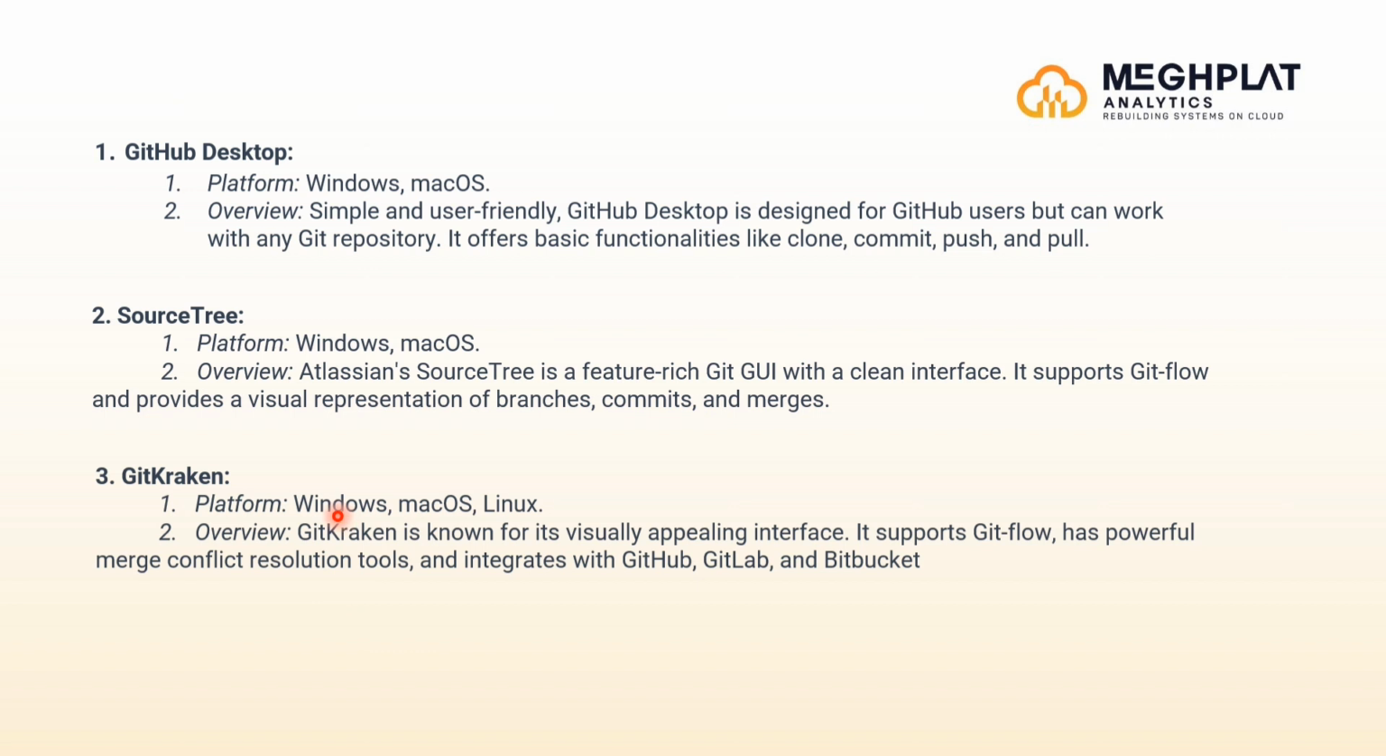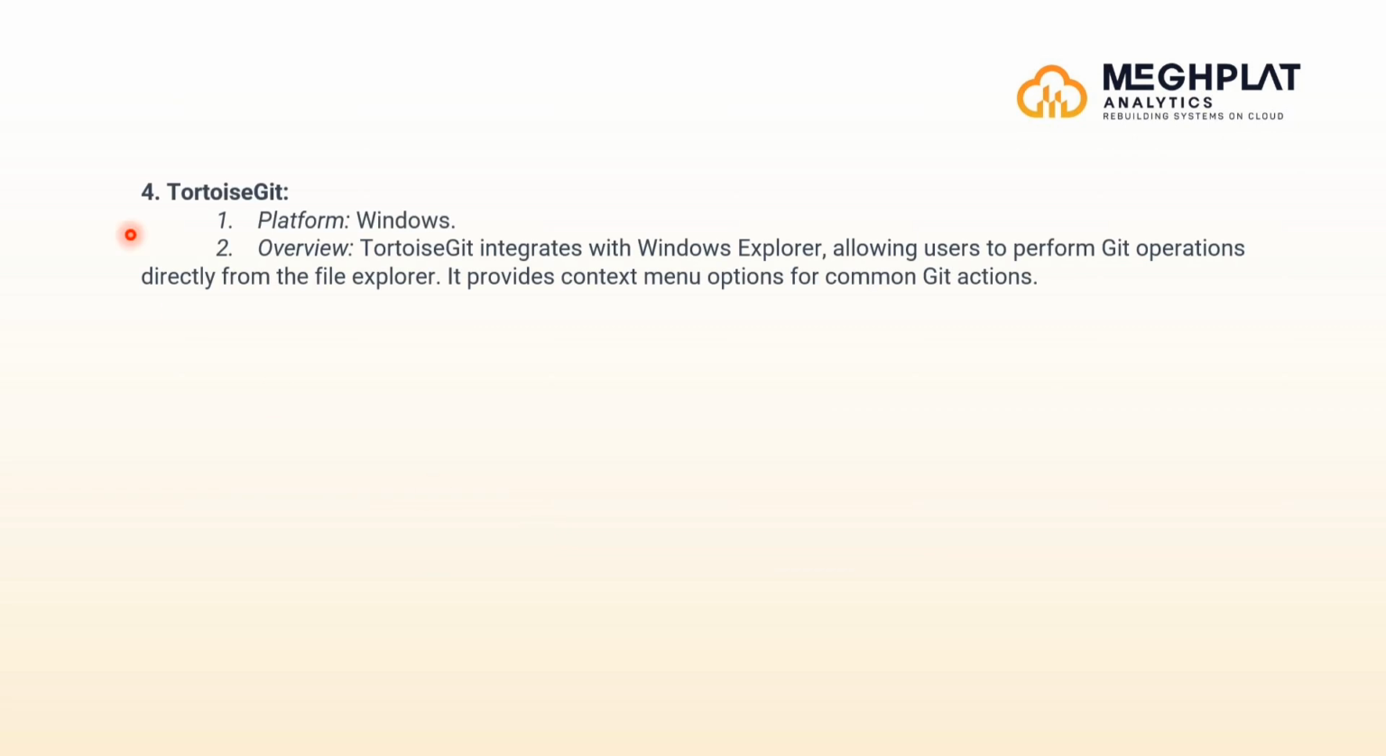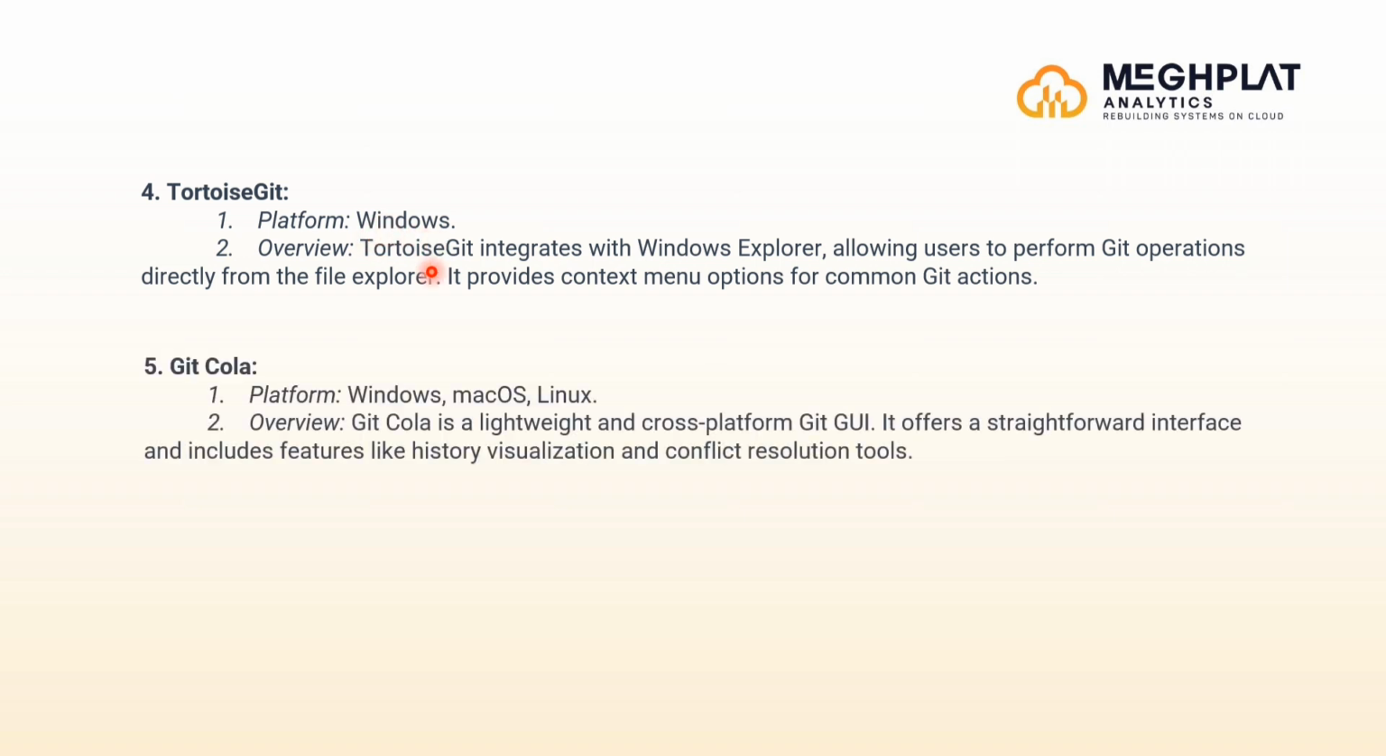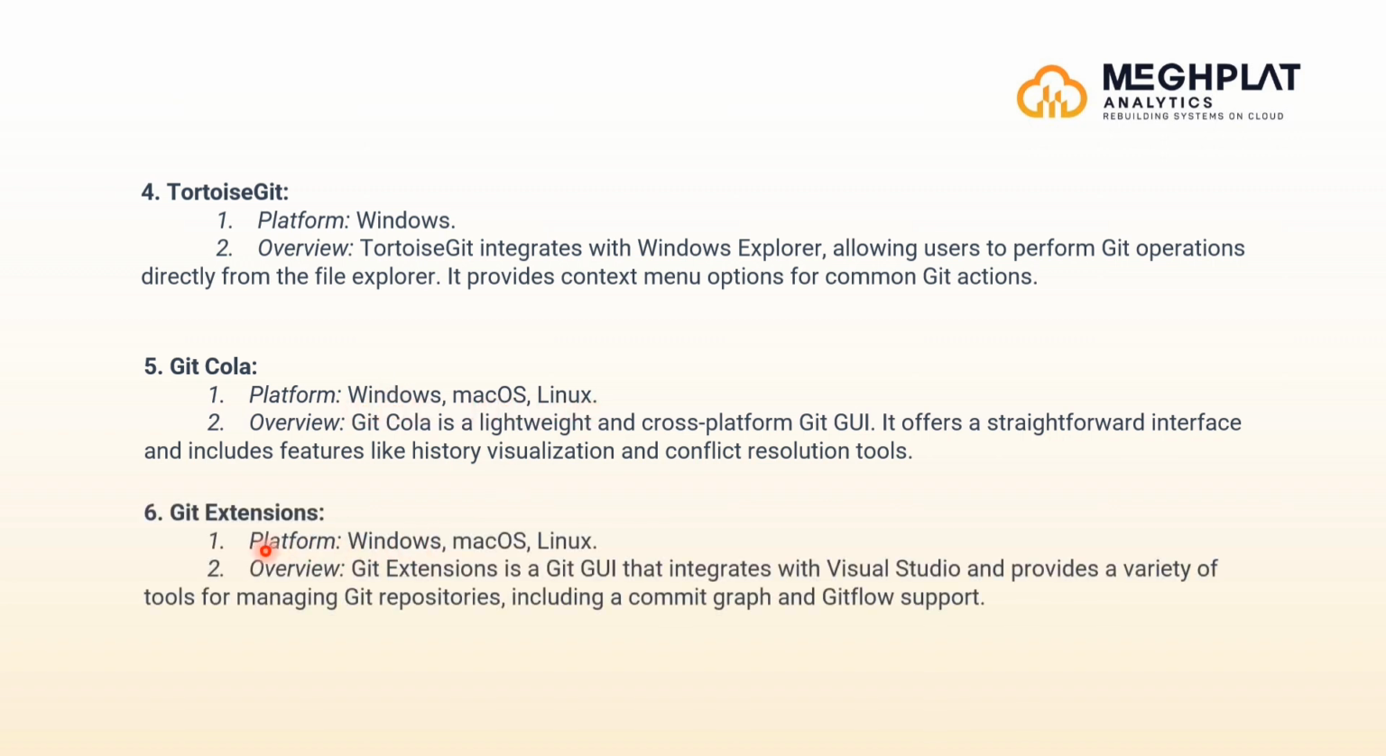This can also be used on platforms like Windows, Mac, and Linux. Then TortoiseGit integrates with Windows Explorer, allowing users to perform Git operations directly from the File Explorer. It provides context menu options for common Git actions. The platform is Windows. Then Git Cola is a lightweight and cross-platform Git GUI. It offers a straightforward interface and includes features like history visualization and conflict resolution tools. Platforms: Windows, Mac, and Linux.